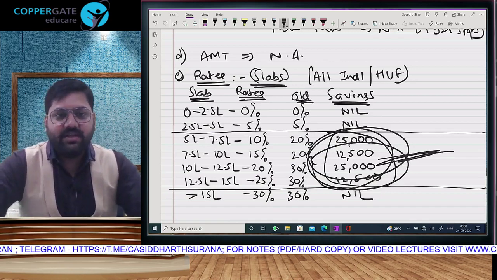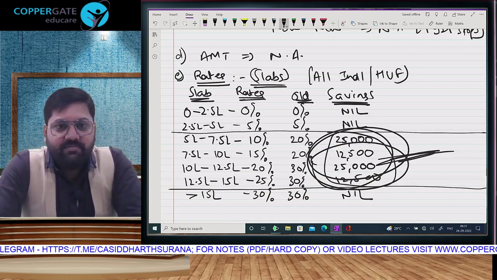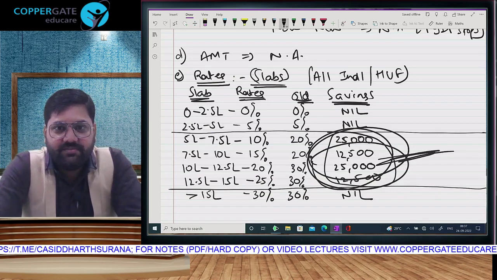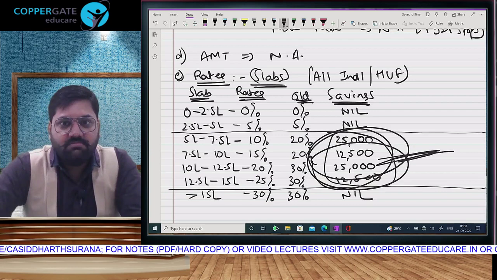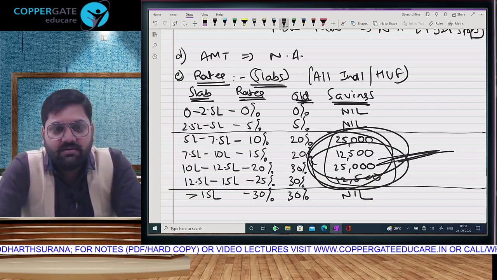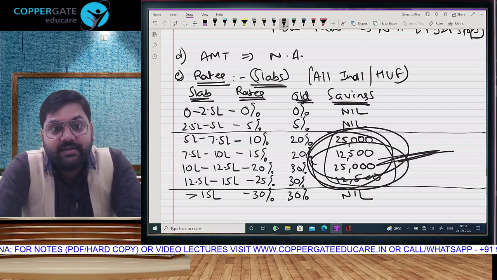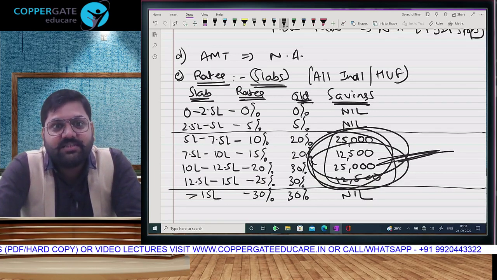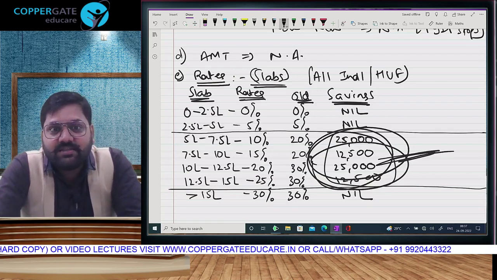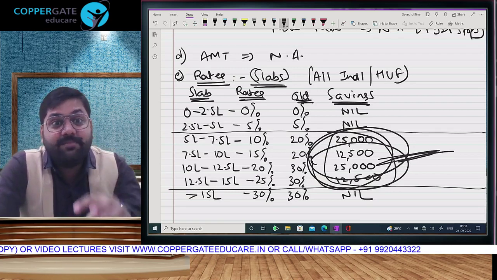I have a small CA firm also. Madam is also a chartered accountant as well as company secretary. Madam runs the CA firm. Madam matlab Mrs. Surana. We never suggest any of our clients to go in the new regime. It's a disaster. It's a sham. It's a scam.